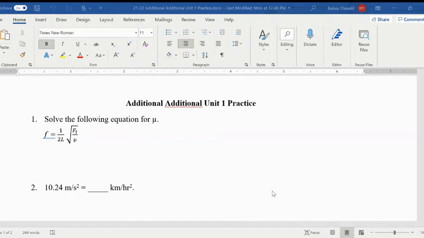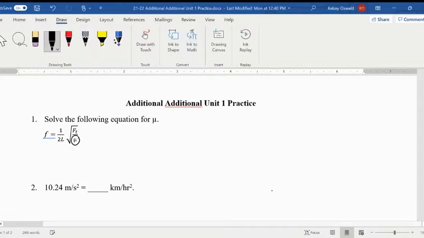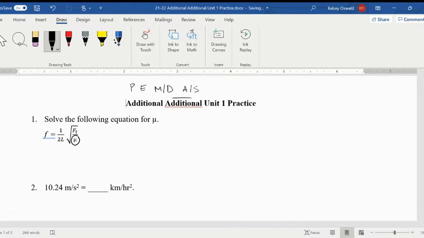Manipulating variables, and our goal here is to get that u by itself. So a good first step is to remember to follow reverse order of operations. We know order of operations is PEMDAS: parentheses, exponents, multiplication, division, and then addition, subtraction. So when we are undoing a problem, we want to follow the reverse order.